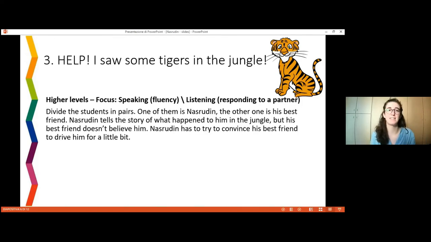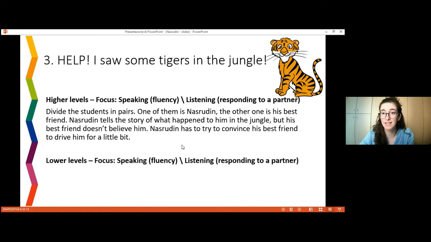What is this activity? We divide our students in pairs, and one of them is Nasrudin, the other one is his best friend. And Nasrudin has to tell his best friend the story of what happened to him in the jungle. But the problem is that his best friend doesn't believe him. So Nasrudin has to try to convince him that this is what really happened in the jungle, because Nasrudin wants his best friend to drive him for a little while so that he doesn't have to walk all the way back. And this activity is for higher levels.